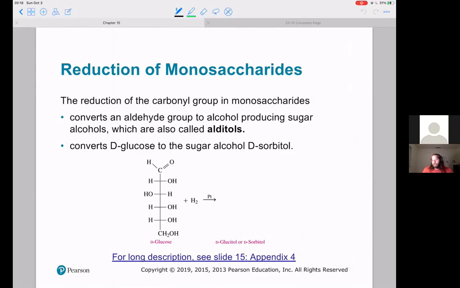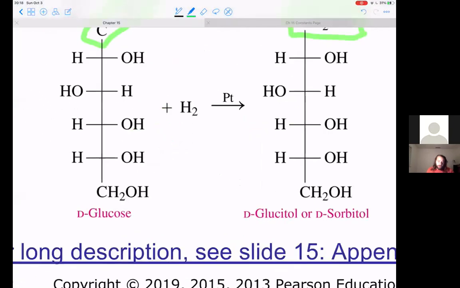Okay, so then we can do the opposite of an oxidation, which is a reduction, and aldehydes and ketones both will be reduced to alcohols. So taking that aldehyde or ketone group, we can reduce it and convert that aldehyde to an alcohol. Okay, if we look at the name here, what happens, we're going from glucose to glucitol.